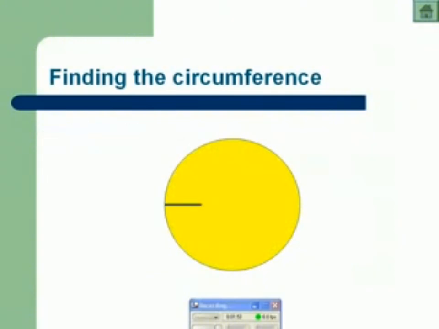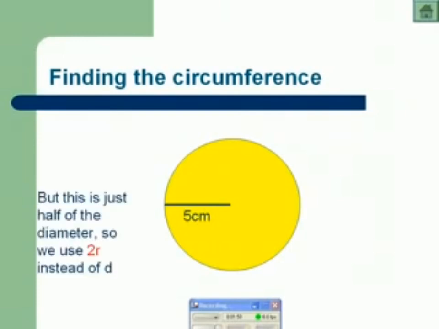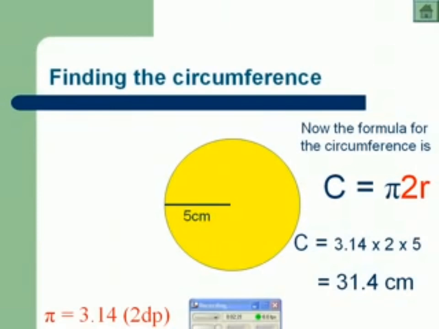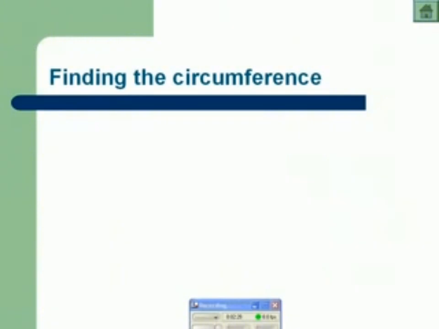So this time we're given the radius, which is 5 centimeters. So we're going to be using the fact that the diameter is 2 of the radiuses. So we're going to be using the formula for the circumference being pi times 2 of the radiuses, which is the same as the diameter. So our circumference then will be pi lots of 2 of my radiuses. My pi is 3.14. Times that by my diameter, which is 2 of my radiuses, and we get 31.4 centimeters.